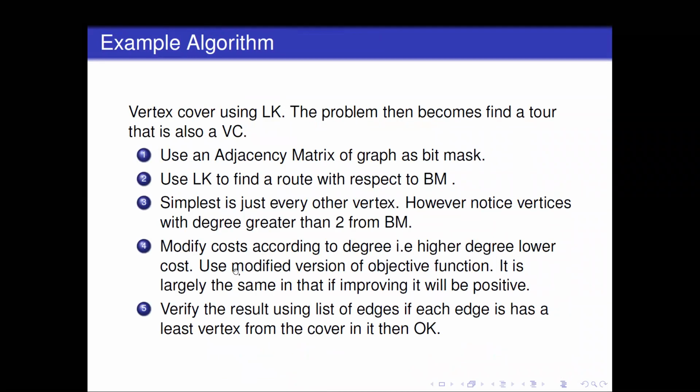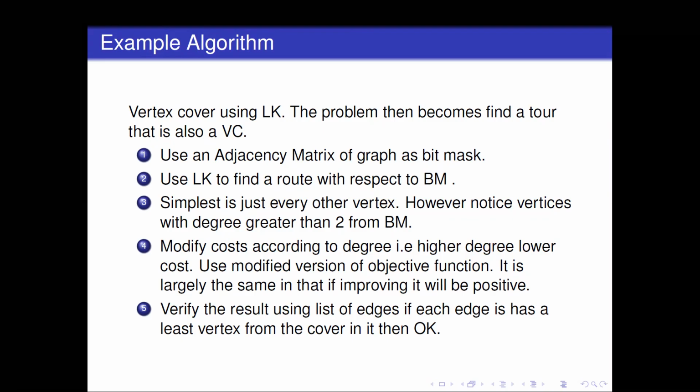So here's an example of an algorithm for how we might do a vertex cover using Lin-Kernighan. Now, I'm not saying this is more efficient. I'm just saying that there is an algorithm that could do this. The problem then becomes to find a tour that is also a vertex cover. So we'll use an adjacency matrix of the graph as a bit mask to let us know whether we are legal or not illegal in our routes. And we use the Lin-Kernighan to find a route with respect to the bitmap.